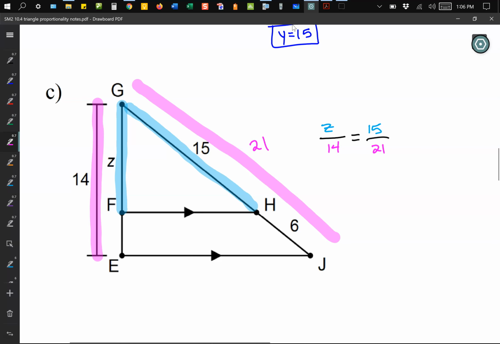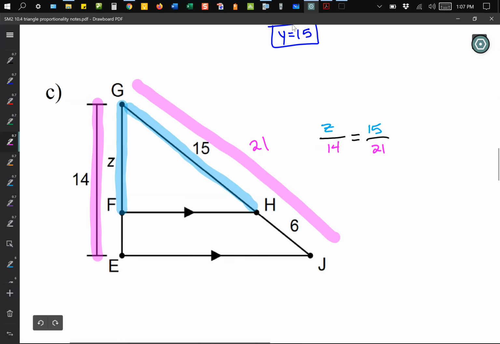There are lots of different ways of setting this up. You just have to make sure that the two pieces on top match somehow and the two pieces on bottom match somehow. So here I have big piece over whole side equals big piece over whole side, and the numbers on top are both the big pieces, numbers on bottom are both the whole sides. Both of these come from the left over here, and both of these come from the right.